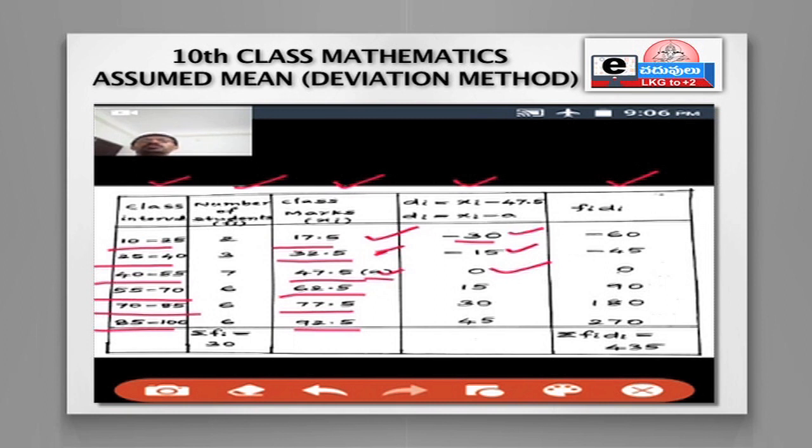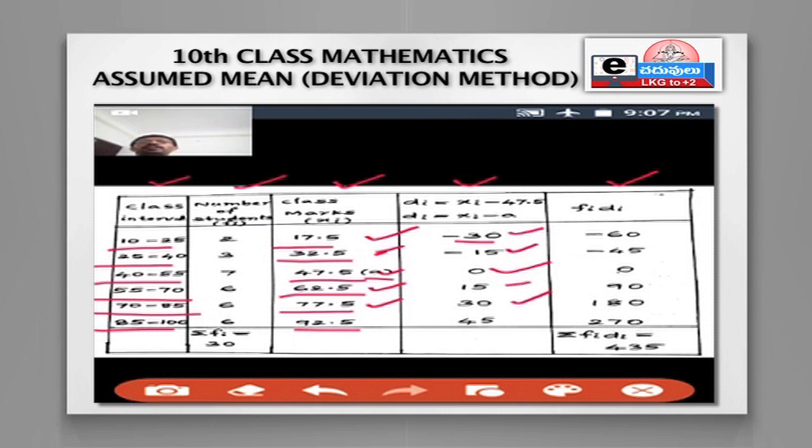Next find d4. d4 is equal to x4 minus a. Here x4 is 62.5. 62.5 minus 47.5, how much? 15. Next find d5. How to find d5? x5 minus a. What is x5? 77.5 minus 47.5. 77.5 minus 47.5 is 30.